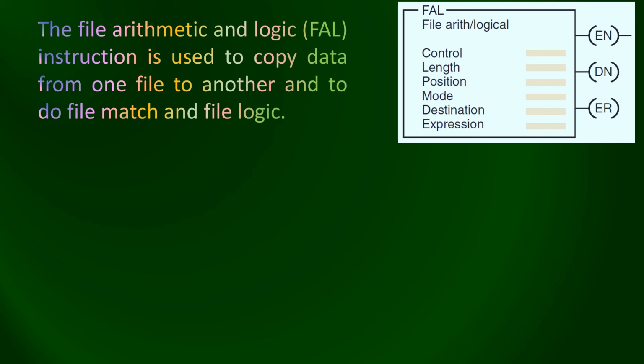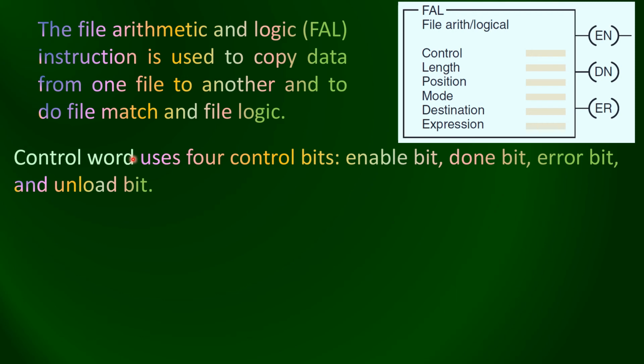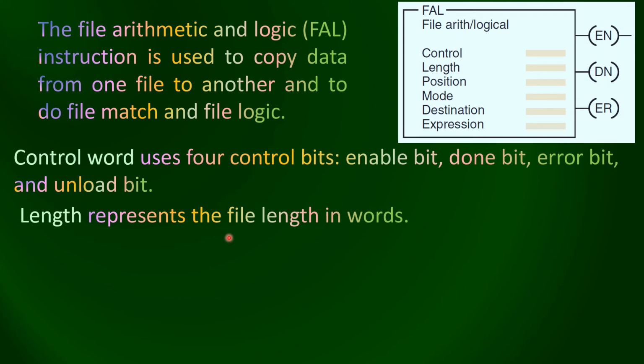So the first one is control. The control word uses 4 bits: the enable bit, done bit, error bit, and unload bit. Enable, done, error, and this bit you can see also inside the register, but no connection you will find in the output. The second one is the length. Length represents the length of the file words, as in the previous slide we studied. Like suppose I select 8 and the first address is 30, so the last will be 37.